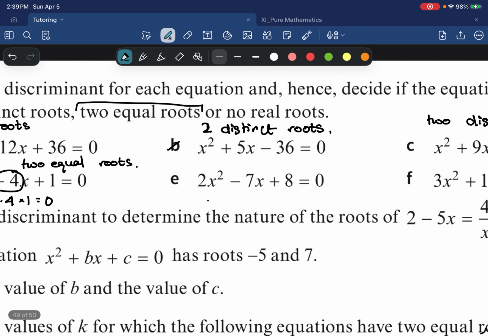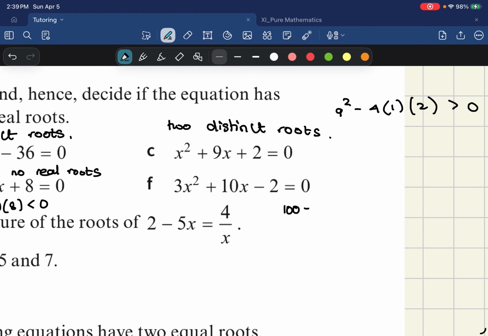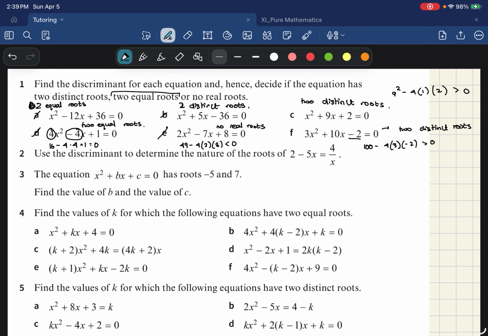So E, minus 7 squared is 49, minus 4 times 2 times 8. So 49 minus 64, this is less than 0, I think. And basically this has no real roots for E. And for F, b squared is 100 minus 4 times 3 times negative 2, right? So this is positive, so this has two distinct roots once again. All right. So we are done with part 1.